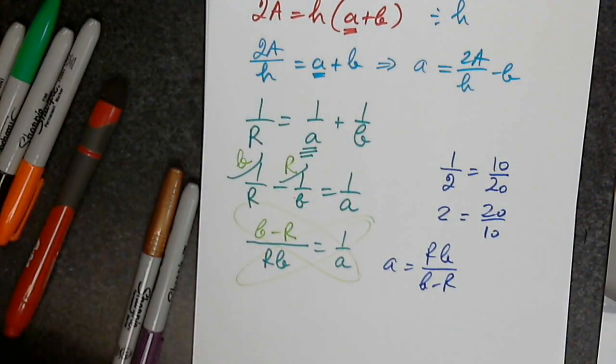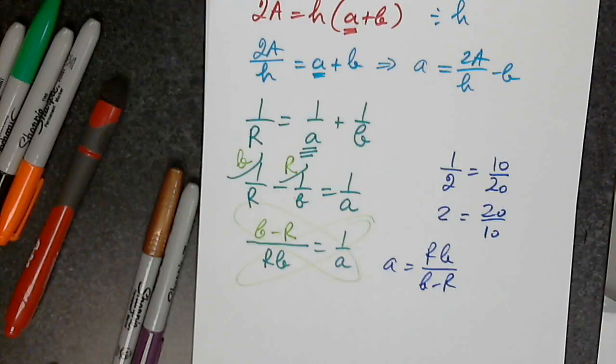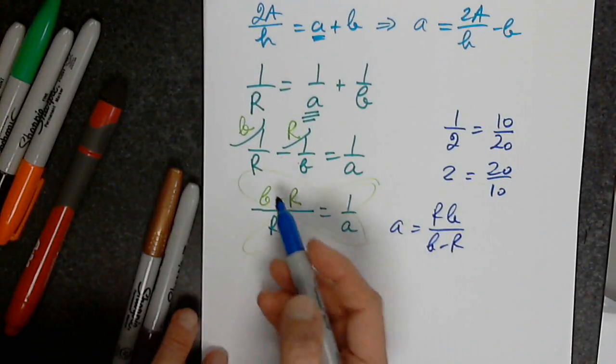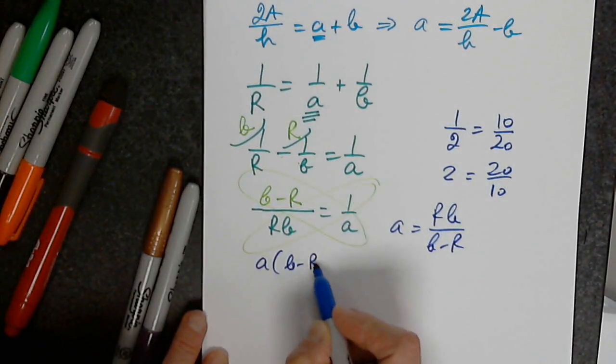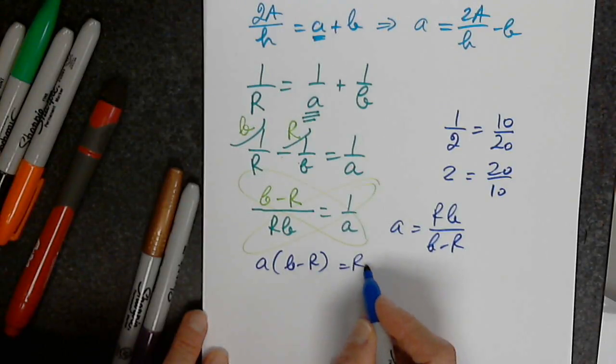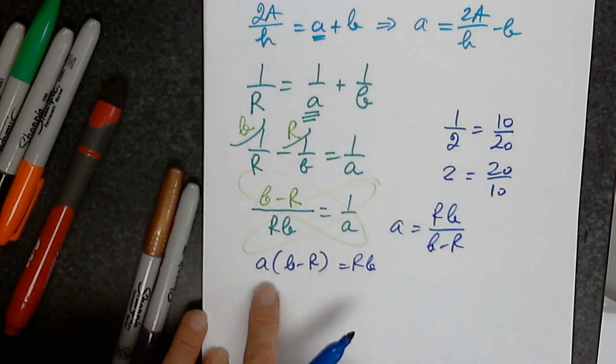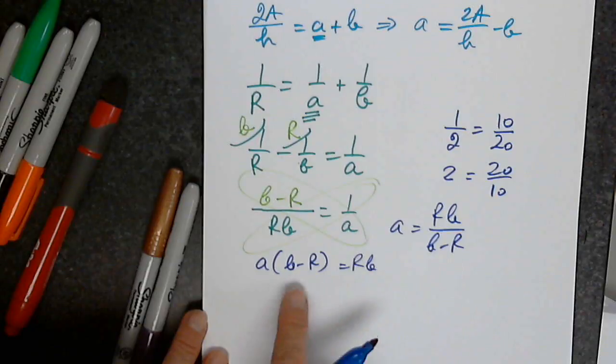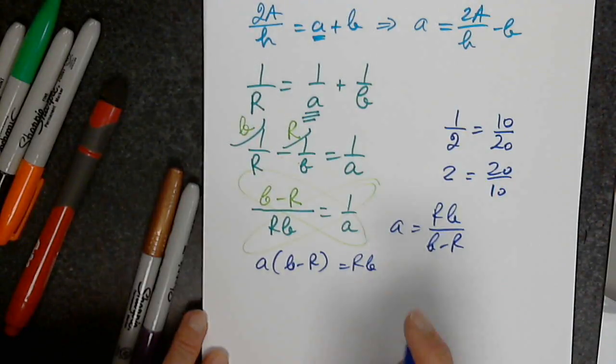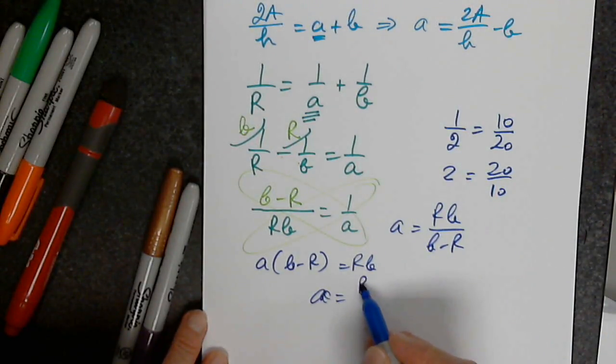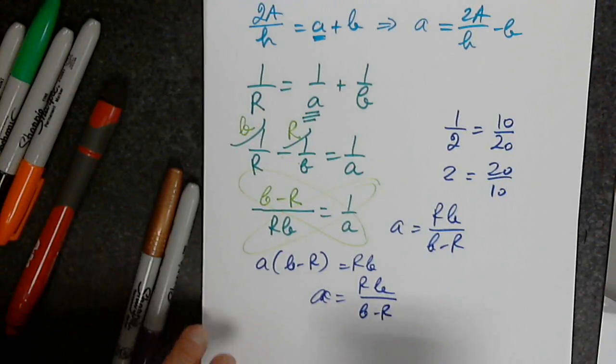This is just a minor trick. Do I have to use it? No. Well, let's cross multiply. Let's continue here. So I have a(B minus R), I will not distribute, equals RB. a(B minus R) equals RB. And then when I divide, I get this. Okay. So a equals RB over B minus R.